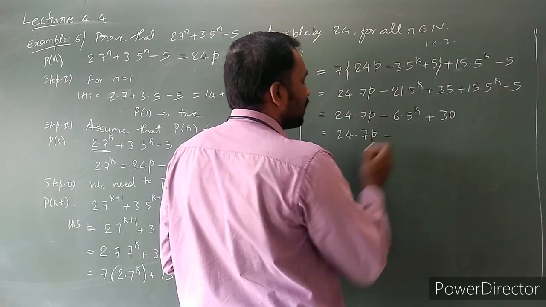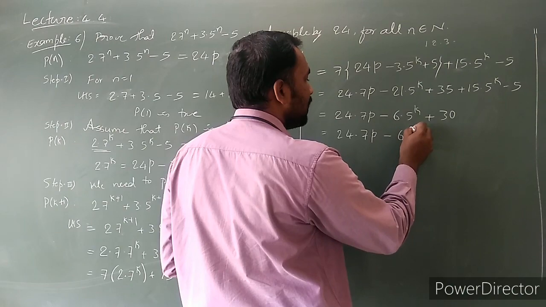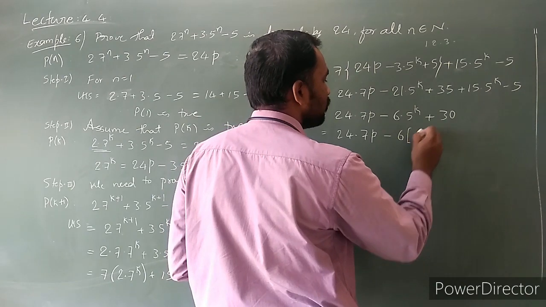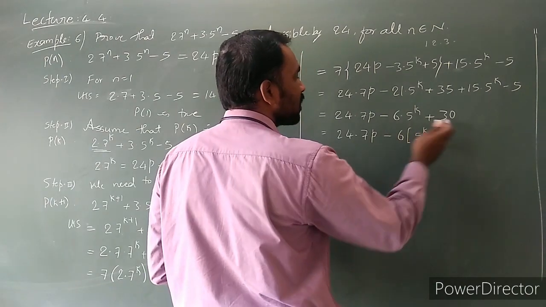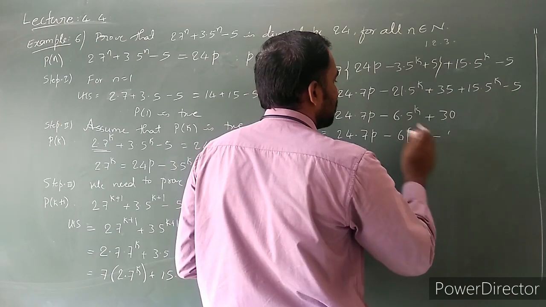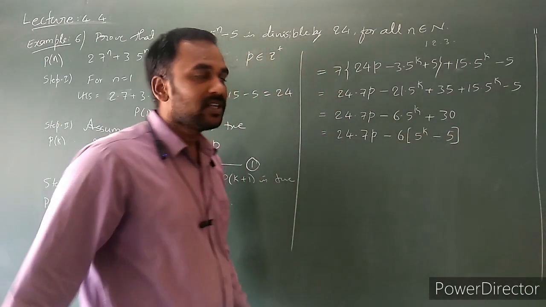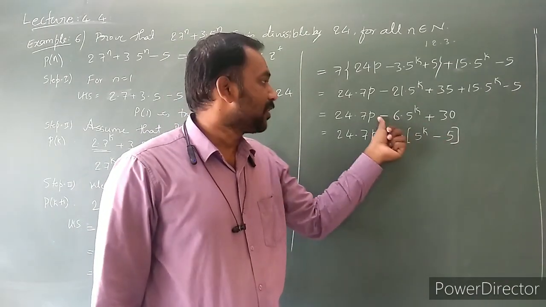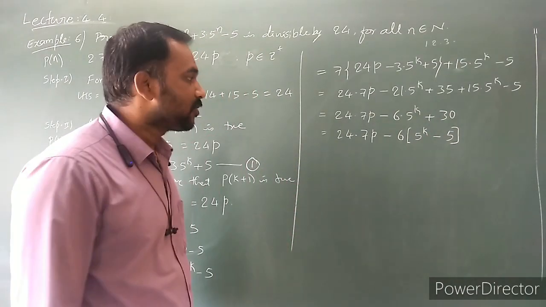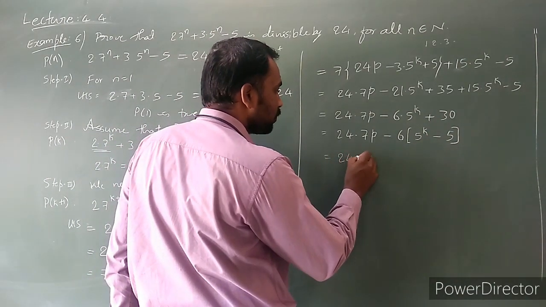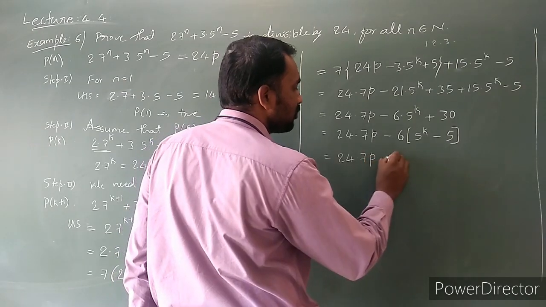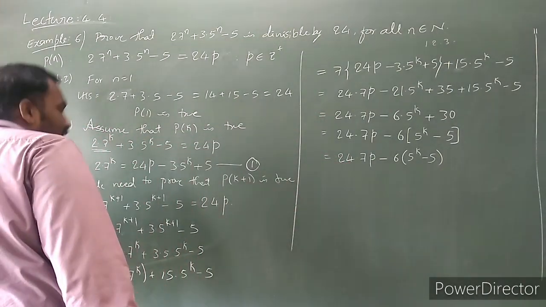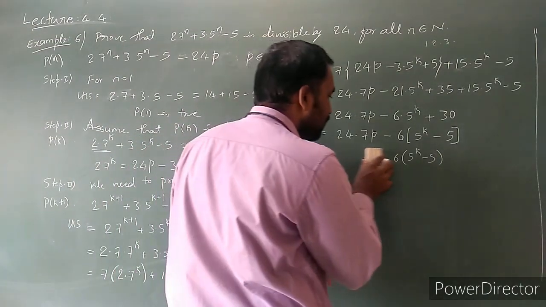Here I just take minus 6 as common from these two terms. If I take minus 6 as common, what happens? 5 power k as it is. This is minus 5. Minus 6 is common: minus 6 into minus 5 is plus 30. I got it. Now 24 times of 7 power p minus 6 times of 5 power k minus 5. No need to write this one again, it is the same thing.